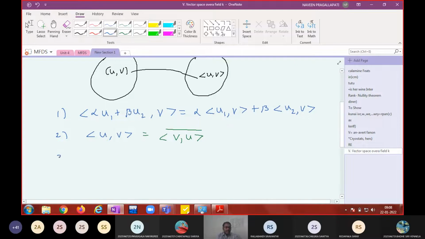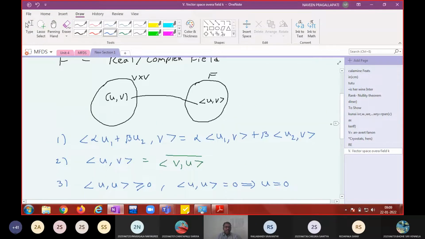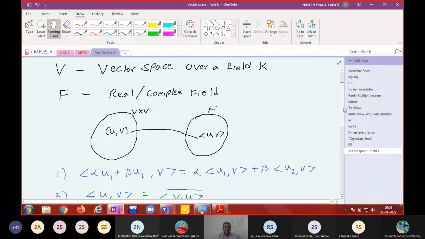And the third condition: the inner product of u comma u is always greater than or equal to 0. If the inner product of u comma u is 0, that is possible only for u equal to 0. So any function mapping from V cross V to the real or complex field, satisfying these three conditions, is said to be an inner product.